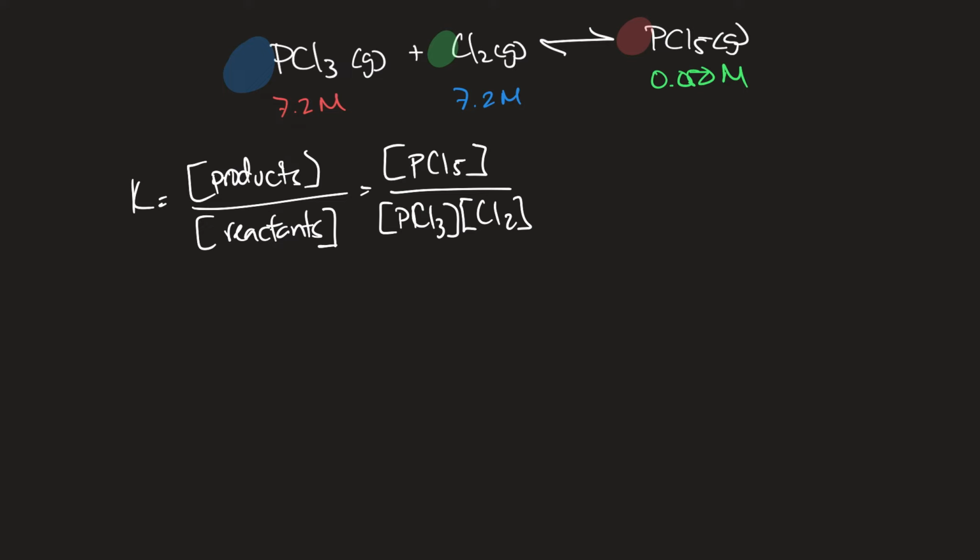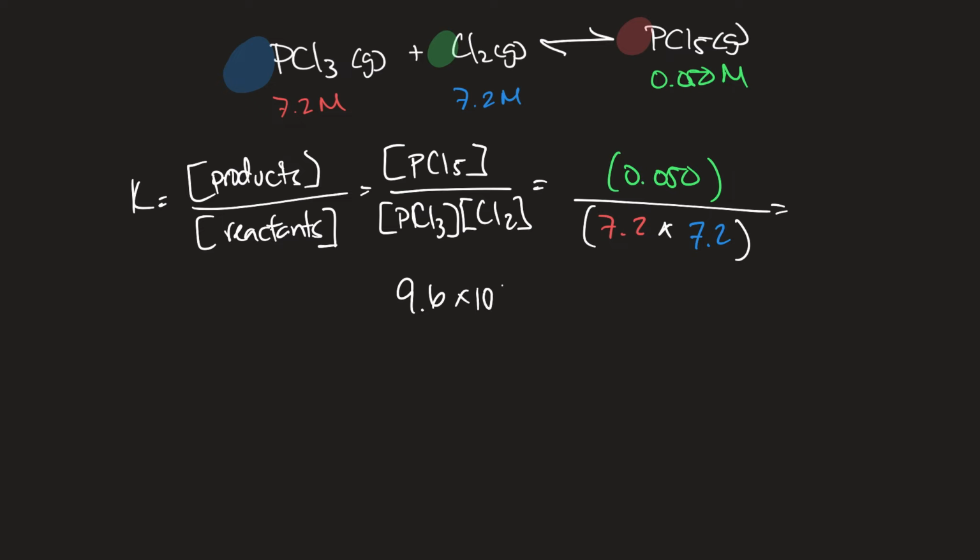Now we're going to just plug in these numbers accordingly. So we have 0.050 divided by 7.2, I'll put this all in parentheses, times 7.2. When you plug this into the calculator, we'll get 9.6 times 10 to the negative 4. A couple of things to address. Number one, the equilibrium constant doesn't have a unit, so don't try to force one on there.